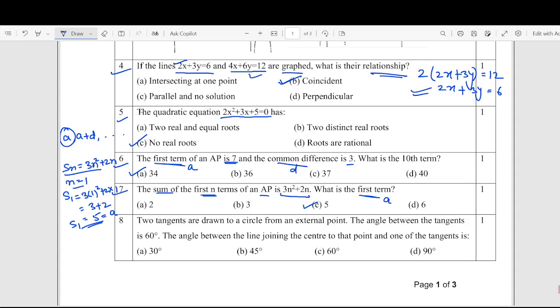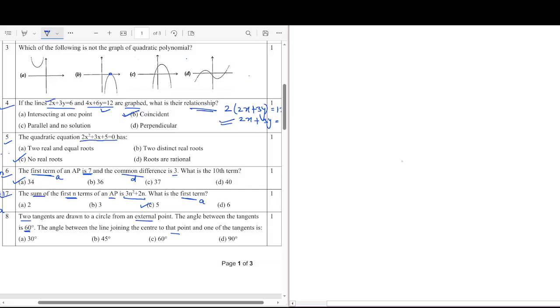Question number 8. Two tangents are drawn to a circle from an external point, and the angle between the tangents is 60 degrees. The angle between the line joining the center to that point and one of the tangents is? So we have to find out that angle. So let's draw the figure.